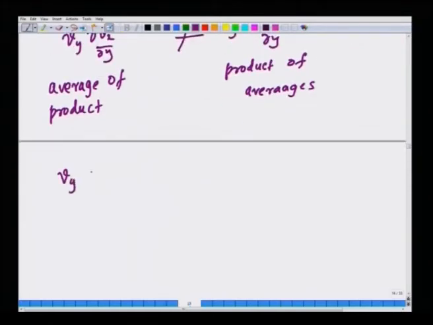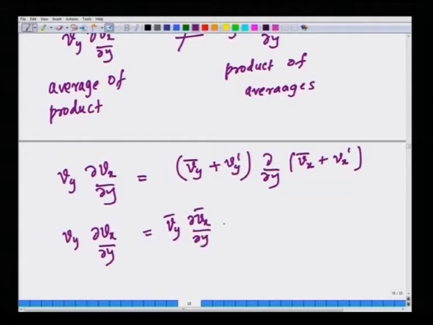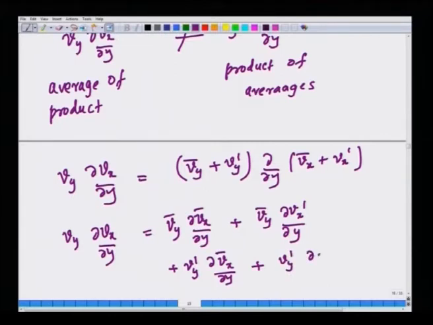and we will show why it is so, because when you substitute, for example, V y bar plus V y prime times V x bar plus V x prime. If I expand this out, I will get 4 terms. So, V y partial V x by partial y is V y bar partial V x bar by partial y plus V y bar partial V x prime by partial y plus V y prime partial V x bar by partial y plus V y prime partial V x prime by partial y.